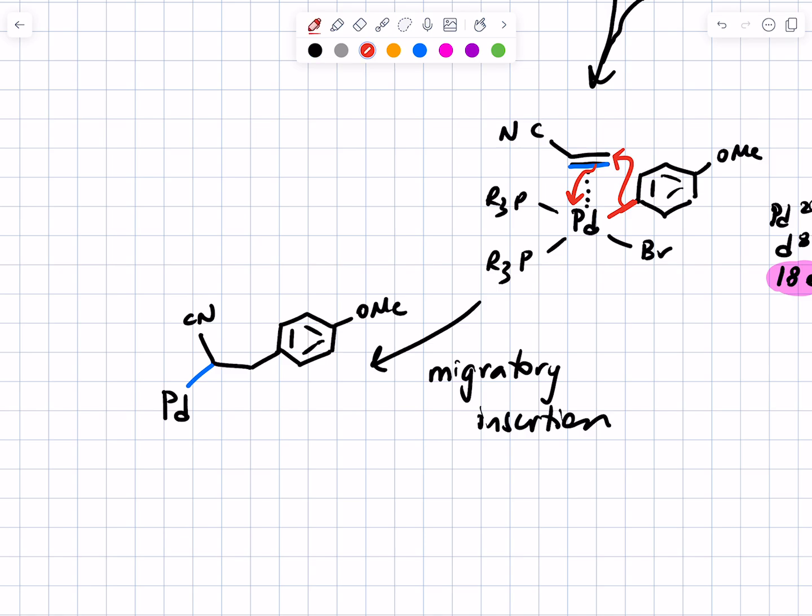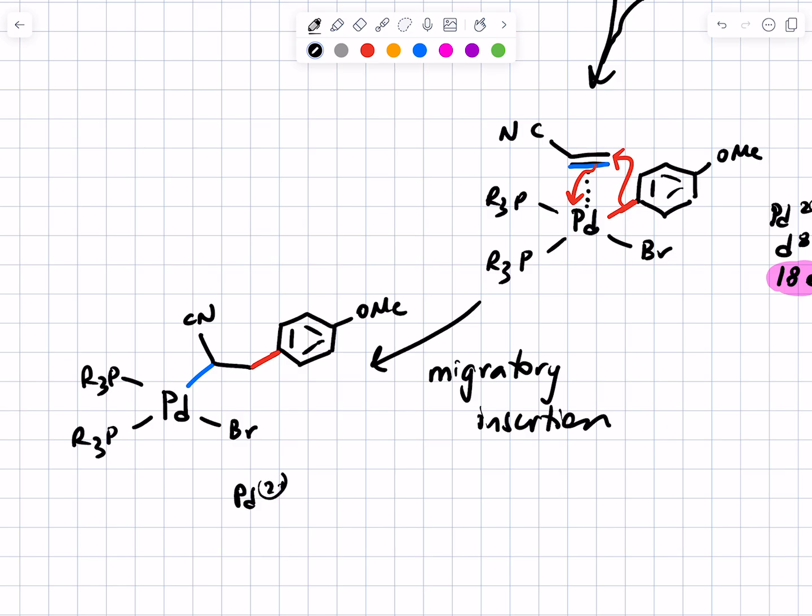I did that wrong, didn't I? Nope, that's fine. So when we're done, this group has moved over to form a bond with this end carbon on the olefin, and the electrons in the pi bond are now bonded to palladium. We're still at palladium 2.